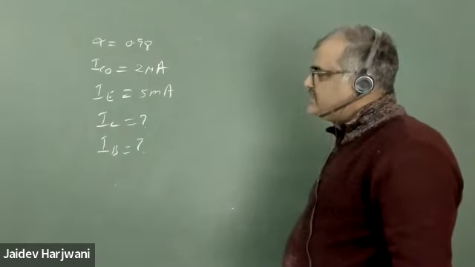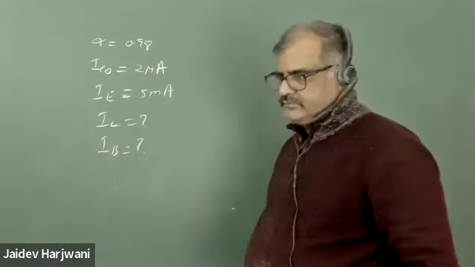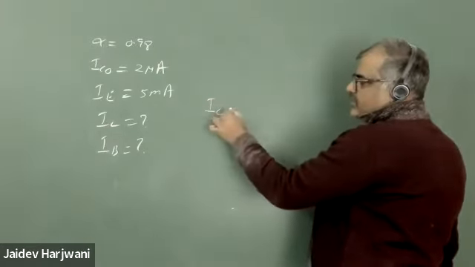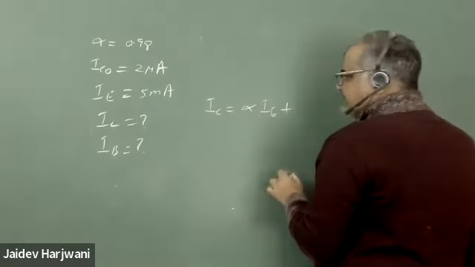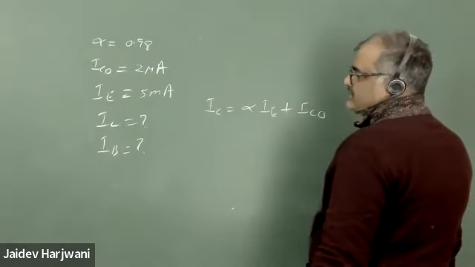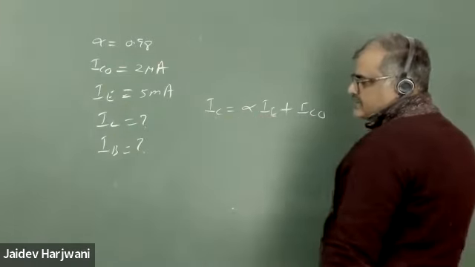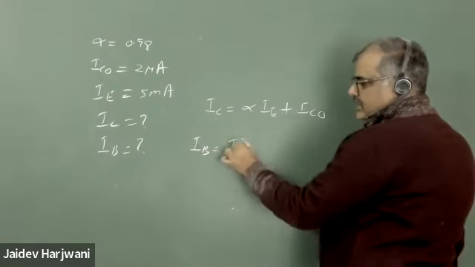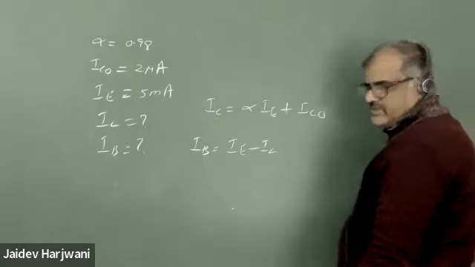What is the relation between IC and IE? IC upon IE equals alpha. So IC is almost equal to alpha IE plus ICBO, that is ICO, the reverse saturation current. Alpha is given, IE is given, ICO is given, so you can find IC. Once you know IC, you can find IB. IB is your IE minus IC. Tell me the values.